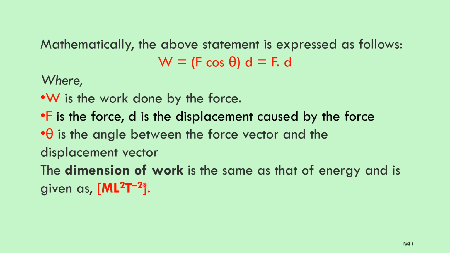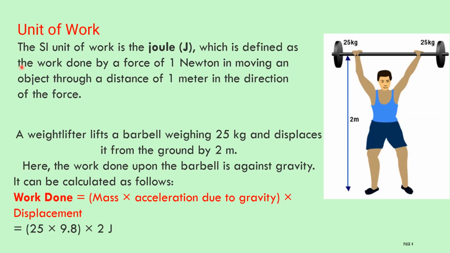Next, the dimension of work is the same as that of energy. It is given as M L^2 T^-2. Unit of work: the SI unit of work is the joule. Define 1 joule. 1 joule is defined as the work done by a force of 1 Newton in moving an object through a distance of 1 meter in the direction of the force.